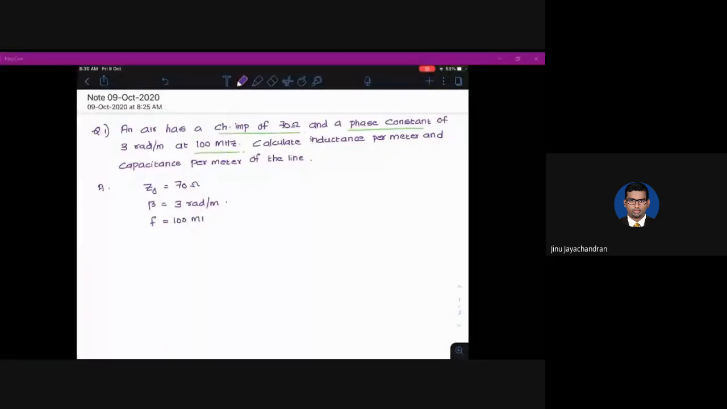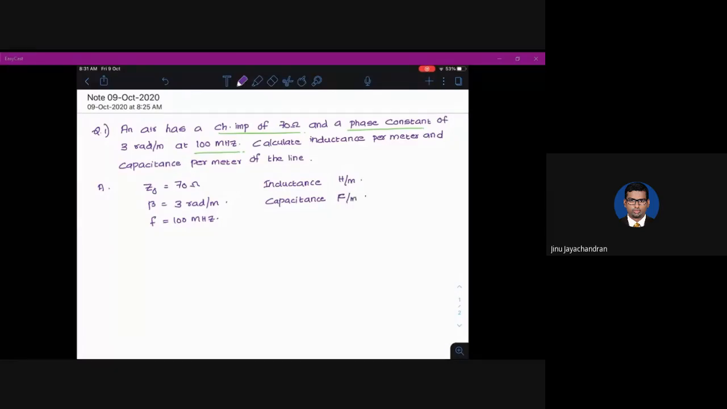Now write down what you want to find. First, you want to find the inductance per meter. What should be the unit of inductance? It is Henry per meter, because you are going to calculate a distributed element. Make sure you give the unit also. The next you want to calculate is the capacitance, which is in farad per meter.